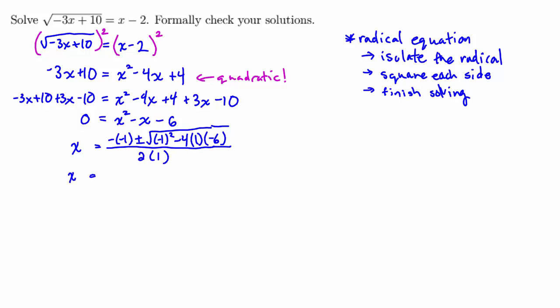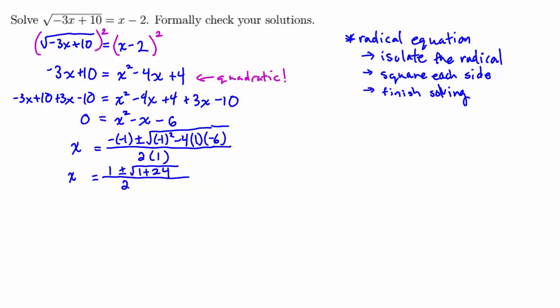Simplifying this, in the numerator, I'll have 1 plus or minus, and then I'm going to simplify what's inside that square root. I have negative 1 quantity squared, which is 1, and then minus 4 times 1 times negative 6, so plus 24. So I'll have 1 plus 24 inside that square root. That's all over 2.